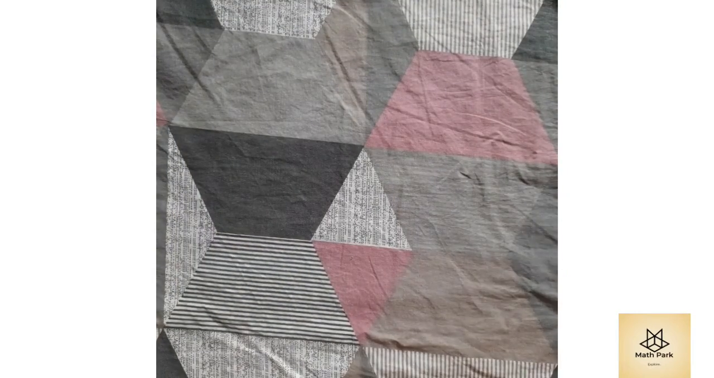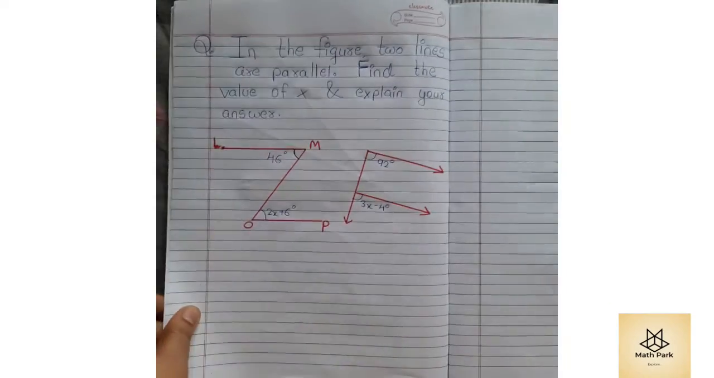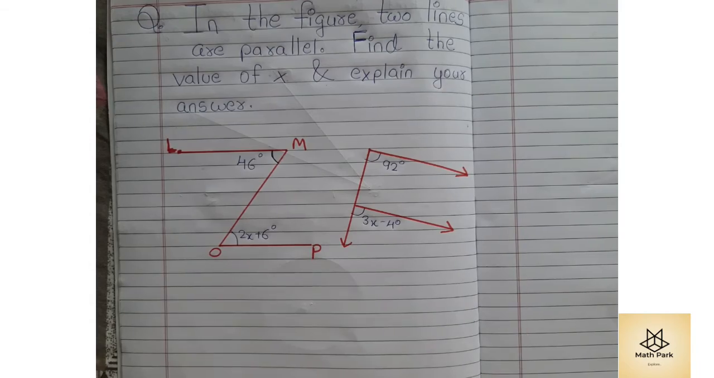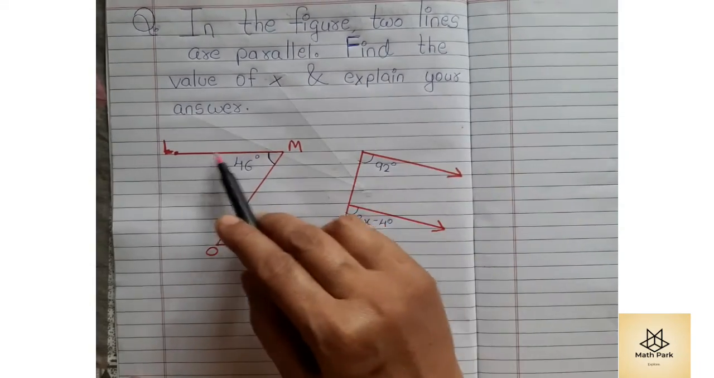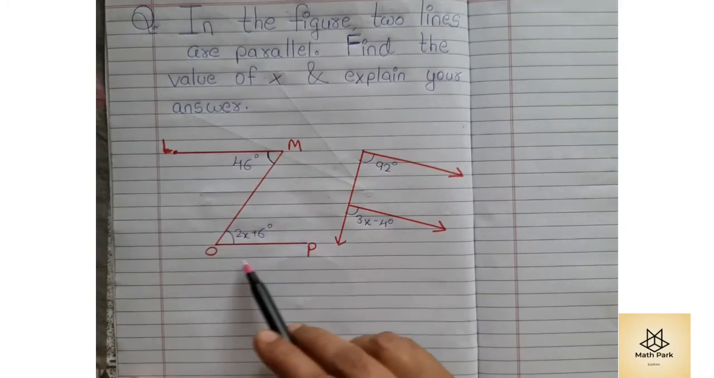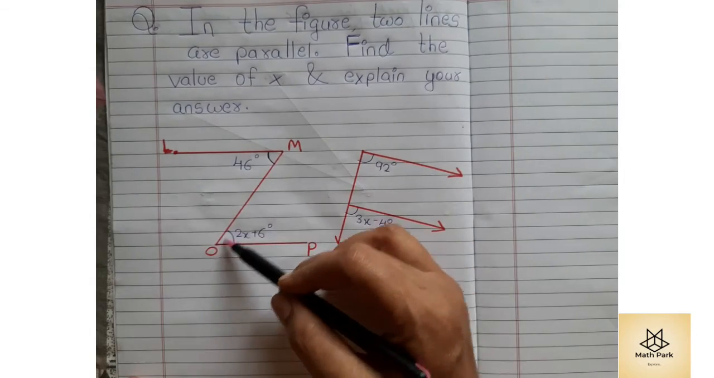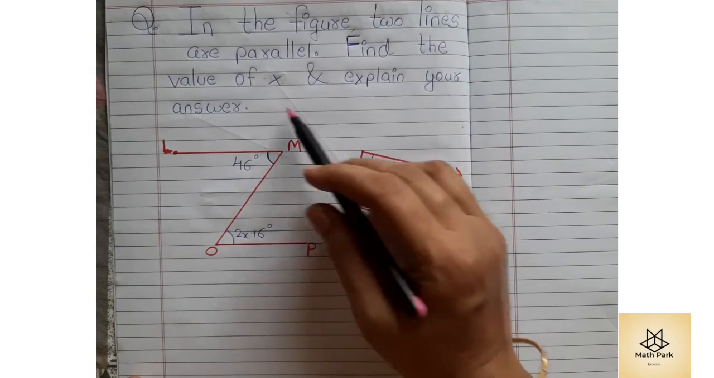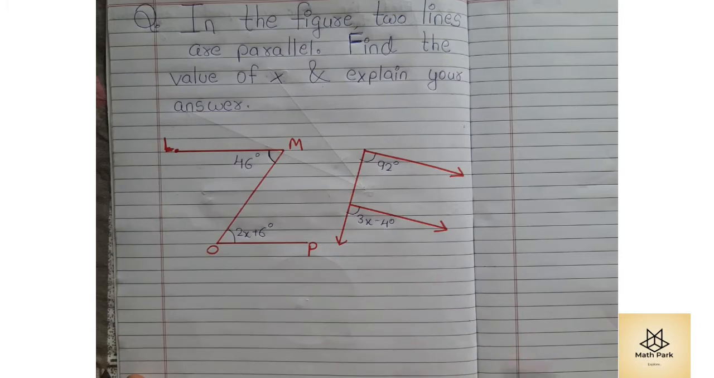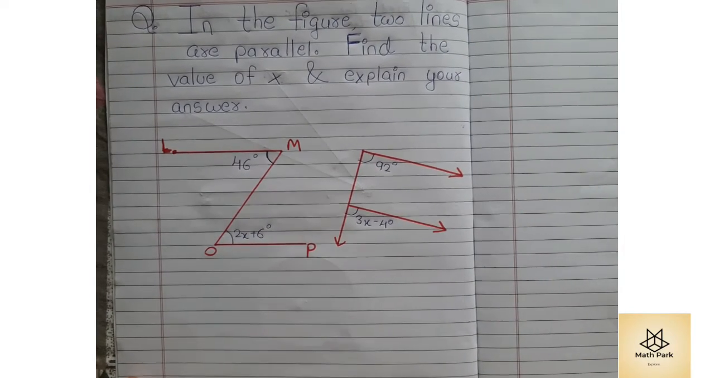So let us solve one question based on that. A simple question. Here we have a figure in which two lines are parallel. We have line LM parallel to OP and OM is a transversal, and we have to find the value of x. And we need to explain our answer also. So let us solve this.